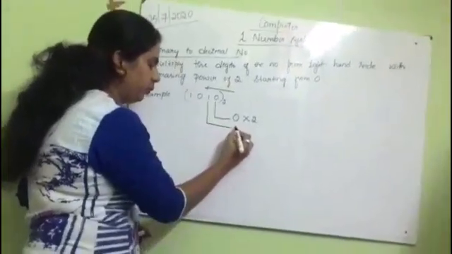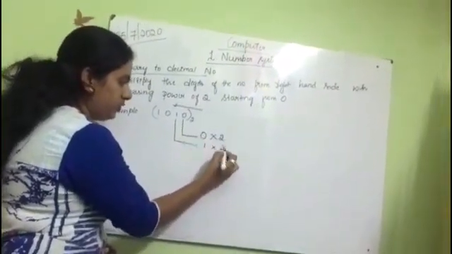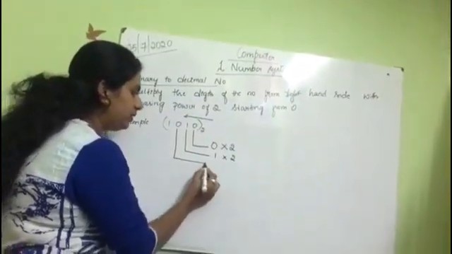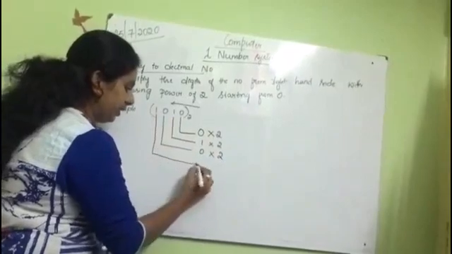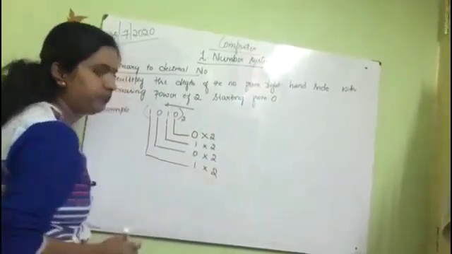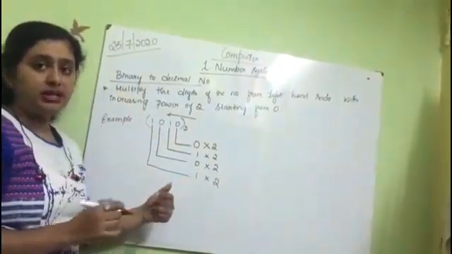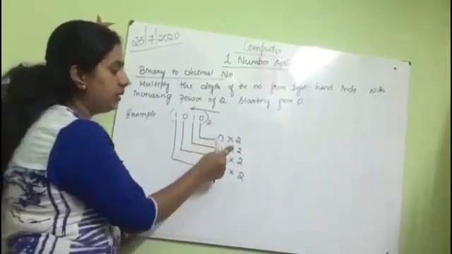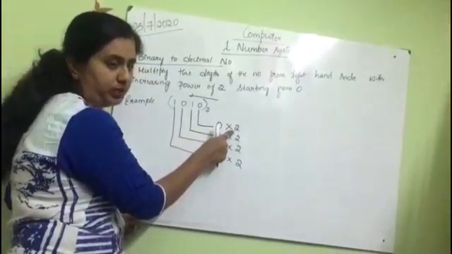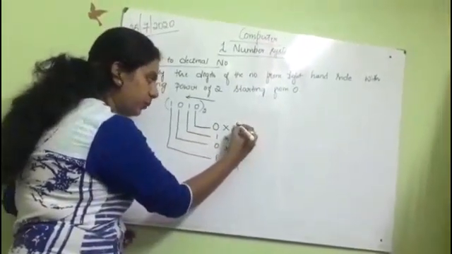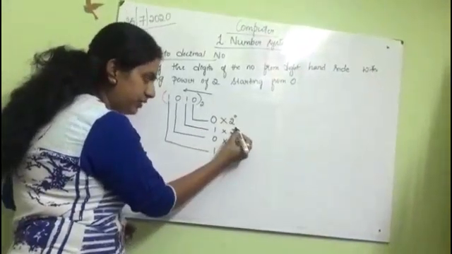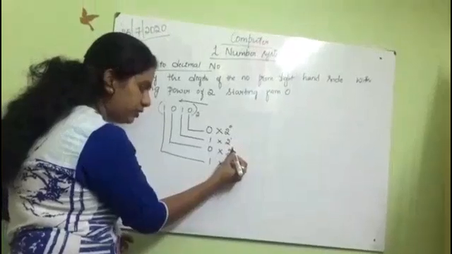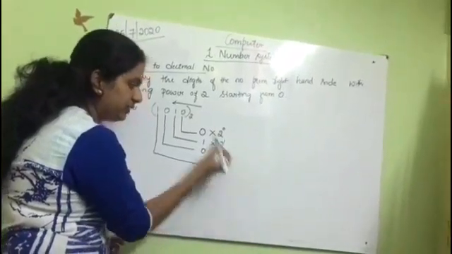Next value is 1. 1 into 2. Next value is 0. 0 into 2. Next is 1. 1 into 2. After multiplying, we need to increase the power of 2, starting from 0. See, first one is to the power of 0. Then after 0, 1. After 1, 2. And after 2, it is 3.